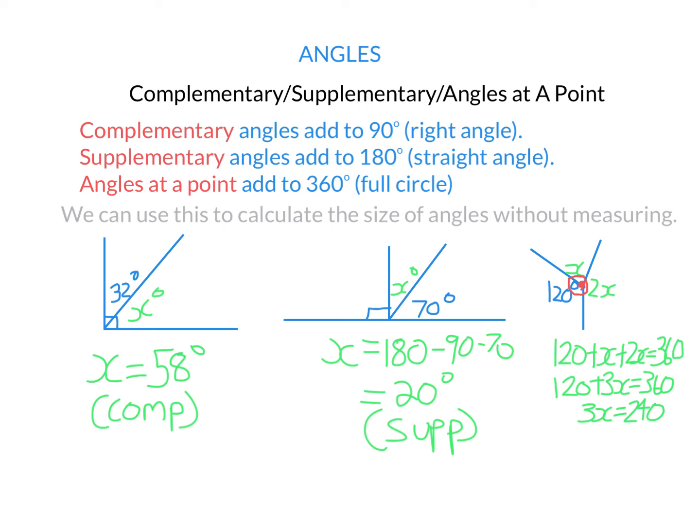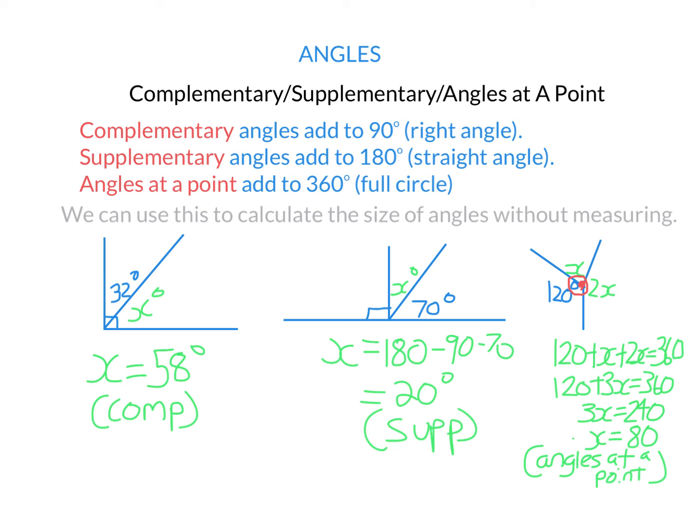Remember, 3x means 3 times x. The way we undo timesing by 3 is to divide by 3. I get x equals 80 degrees. Once again, I write my reason: angles at a point. So this angle's 80, this is 2 times 80, double 80, which is 160, because 160 plus 80 plus 120 gives 360, a full revolution.